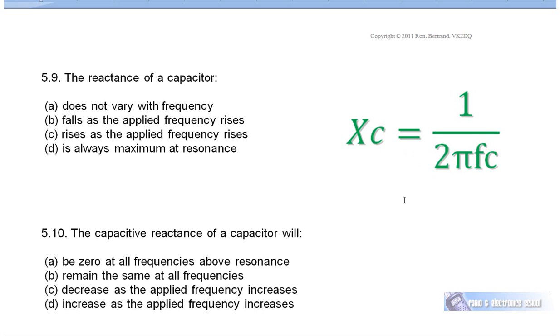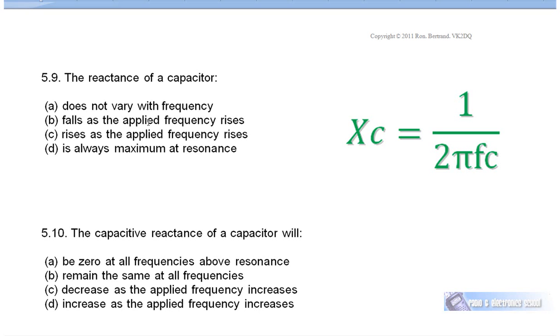That's the value of that equation, and it should be on your formula sheet during your assessment so you can look at it. Okay, the reactance of a capacitor does not vary with frequency. Well, that's nonsense because F is in the equation. Falls as the applied frequency falls. Okay, if F decreases, XC increases, so B is not correct. Rises as the applied frequency rises.